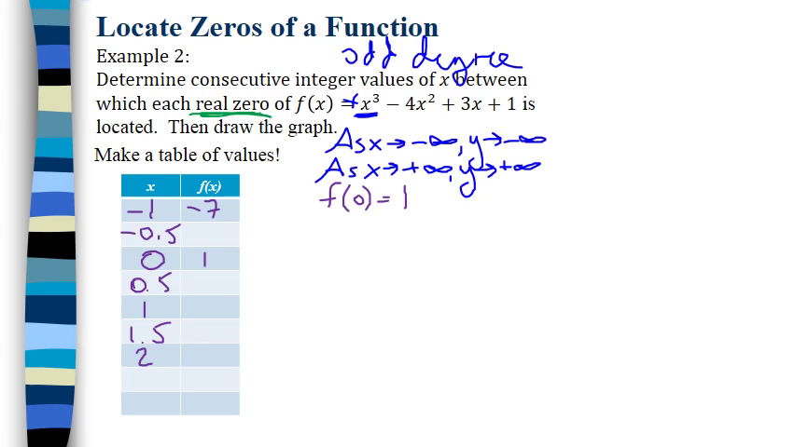Okay, so when x was negative 1, you should have found that y was negative 7. When x is negative 0.5, you should have found that y is negative 1.6. At 0.5, y is 1.6. At 1, y was 1. At 1.5, y is negative 1/10. At 2, y is negative 1.